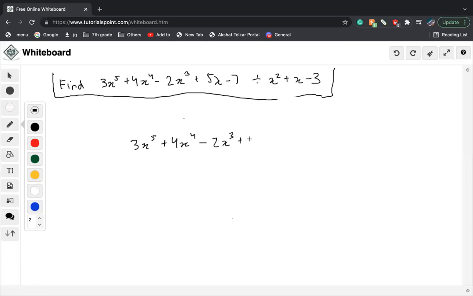So you want to make sure this is a plus 0x^2, right? Because x^2 is not defined in the function, so it's a 0x^2, coefficient is 0, plus 5x minus 7. Then you want to divide this by x^2 plus x minus 3.